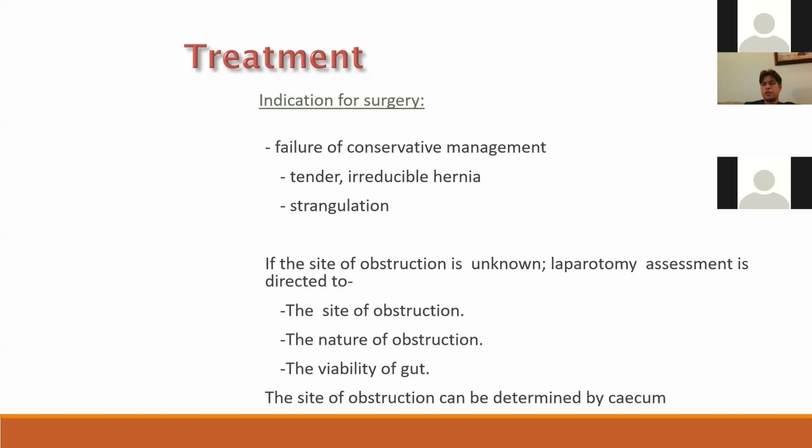Indications of surgery: failure of conservative management, tender irreducible hernia, strangulation. These things are usually asked in your exam. If the site of obstruction is unknown, when you do the laparotomy, if the cecum is dilated, then there is a large bowel obstruction. If the cecum is collapsed, then it is a small bowel obstruction.